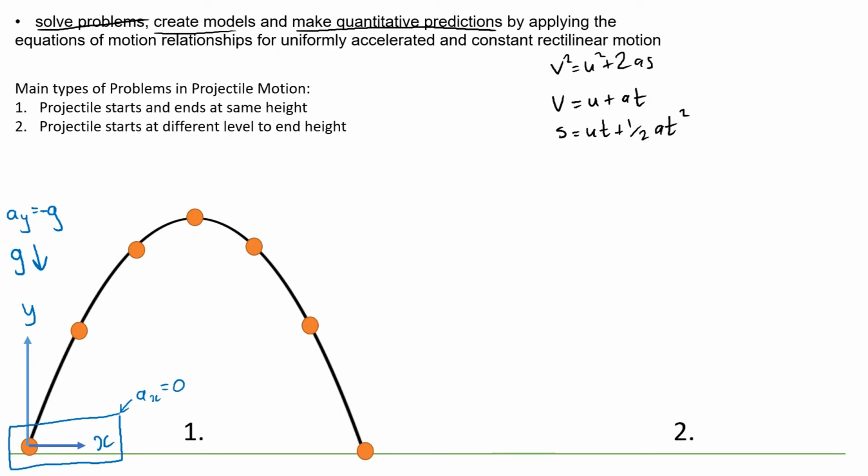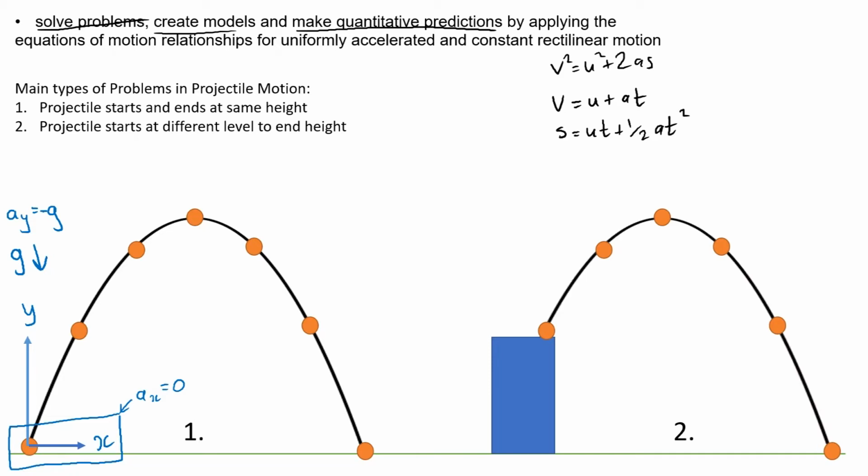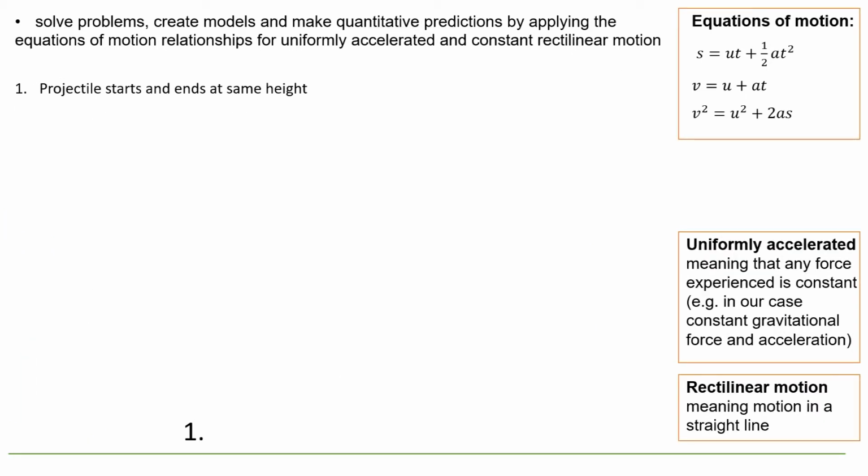The second type of question is where the projectile starts at a different level to where it ends up. So in this case, the projectile starts higher up, maybe on a cliff, for example, shot up, comes back down. As before, the path is parabolic in nature, and the components can again be split up, but because of the nature of the question, we have to apply slightly different assumptions when answering them. Let's concentrate first on the first type, where the projectile starts and ends at the same height.